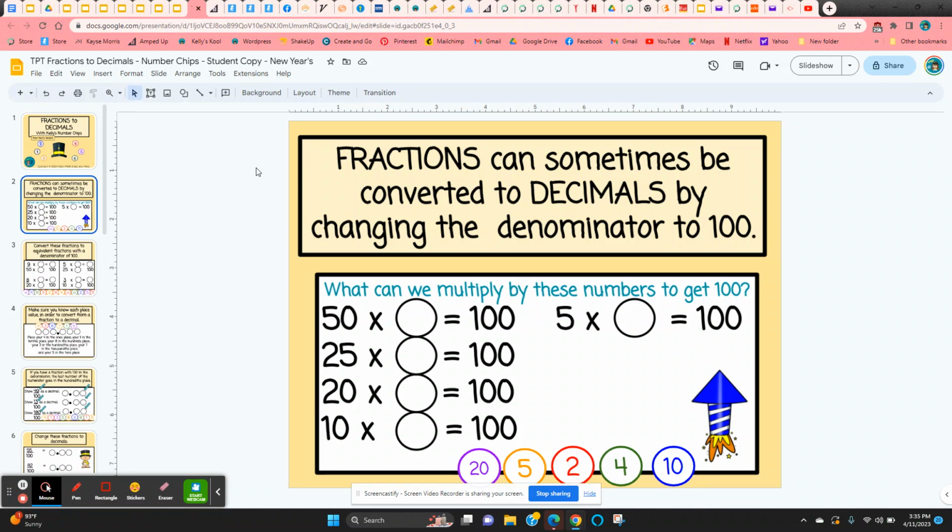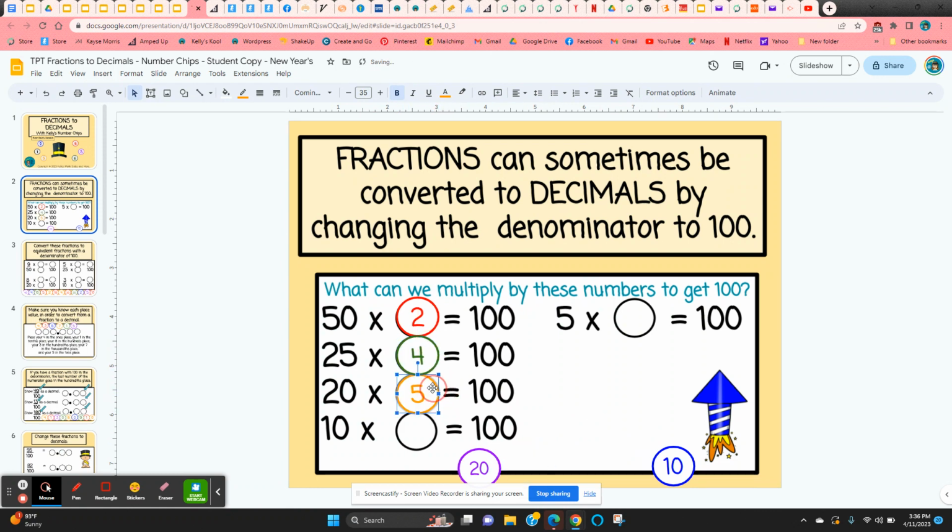That's the first step. So they're just asking students on slide 2 what we multiply times each of these numbers in order to get 100. So it's pretty simple. It gives them a little practice with the number chips. In order to move these numbers, all they need to do is click and hold on the edge, and then they can move them into place in the correct circle. So 25 times 4, 20 times 5, 10 times 10, and 5 times 20. So on every slide, students will have all of the numbers they need to complete that slide.